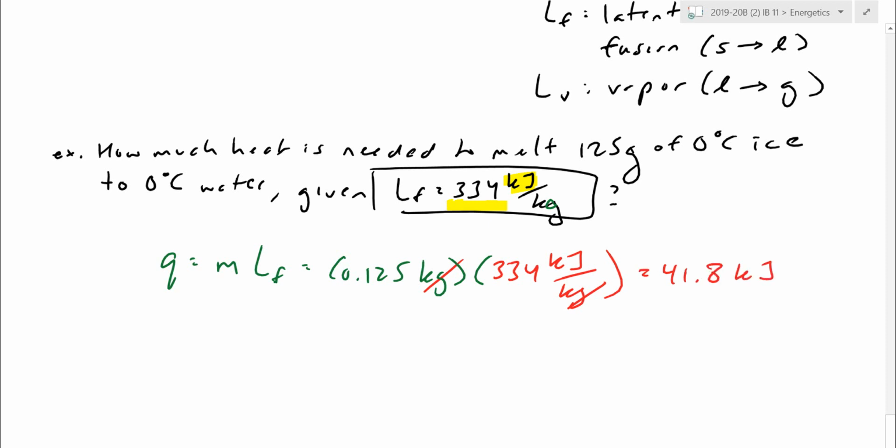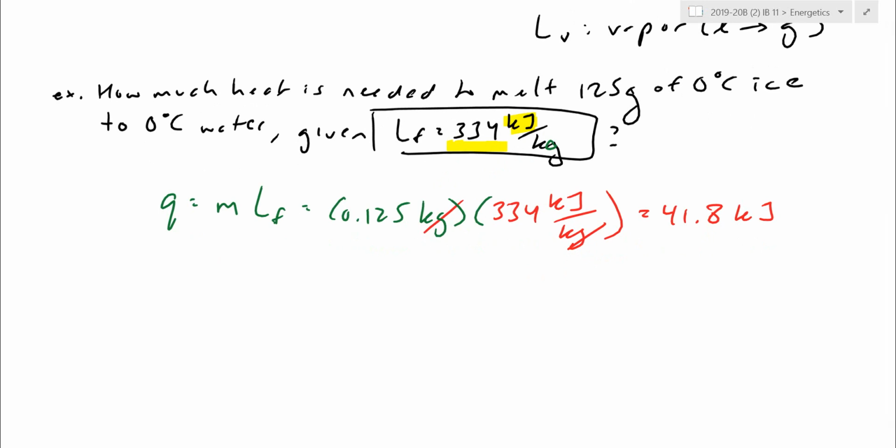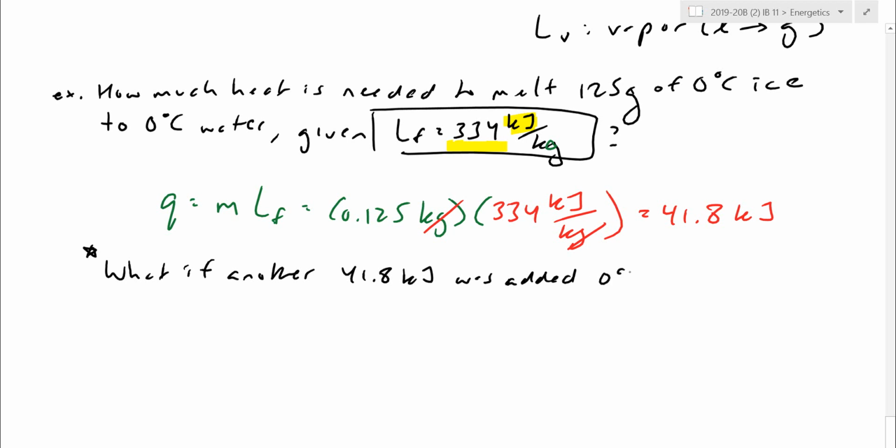All right. Just to put that number in context, I needed that 41.8 just to make 0 degree ice to 0 degree water, but what if it was already 0 degree water? What if I supplied an extra, a second amount of 41.8? How hot would the water be? So what if another 41.8 kilojoules was added? Previously it was added to 0 degree ice just to convert to 0 degree water, but what if I added to 0 degree water?